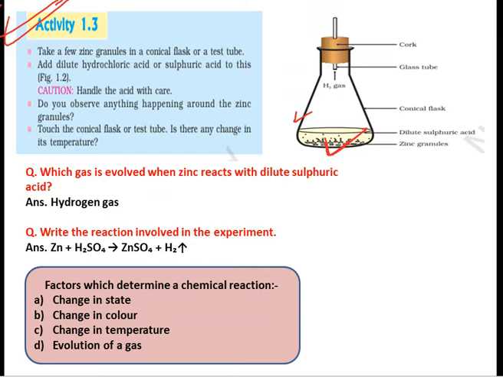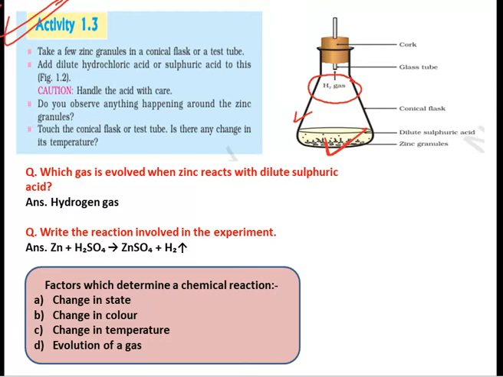And you have to put one glass tube, and close the mouth of the flask with the help of a cork. When zinc reacts with dilute sulfuric acid, one gas will be liberated, and the name of the gas is hydrogen gas. Right? So whenever zinc or any other metal reacts with an acid, hydrogen gas is liberated.